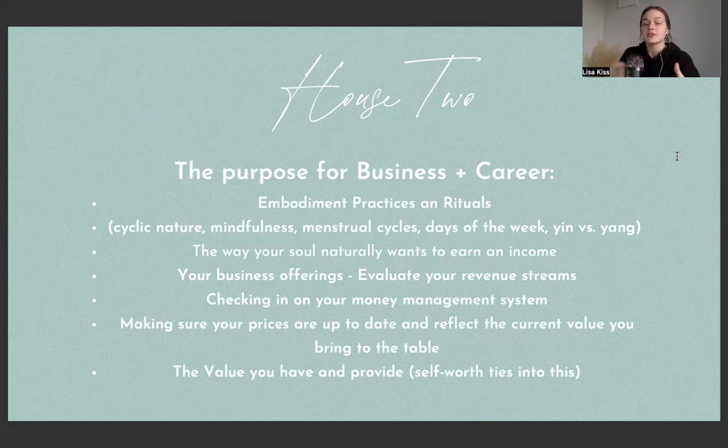This is a time or a season to look at evaluating revenue streams. So this house is like, how do I actually earn an income? What offerings do I have? Do I have a money management system? What do I do when I receive dollars for the work that I've done? That's what this house will kind of represent.